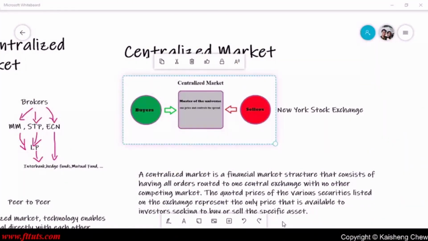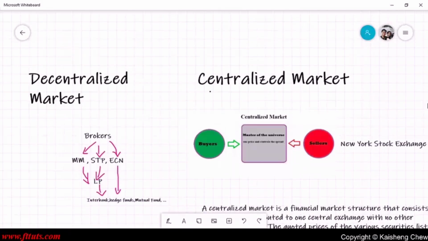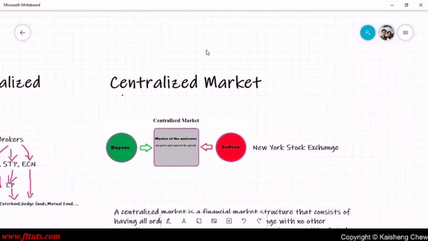Okay, before we talk about the volume analysis, we're going to share with you about the market. There are two types of market. The first one is the centralized market. The second one is the decentralized market. So, okay, what is a centralized market?